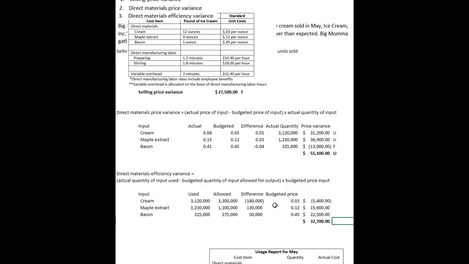So here's how I look at it. It's very logical to me to say, okay, we did use 3.12 million. We were allowed to use 3.3. This is a good thing, right? I used less material than I was allowed. So a negative number here is a favorable variance. So you take that quantity we saved that we didn't actually use, that we could have, times the price per unit that's budgeted. This is a favorable variance. But on the flip side, we used more maple extract, right? 130,000 ounces more, and that's an extra 12 cents per ounce. That's unfavorable. And the same thing here, we used more bacon.